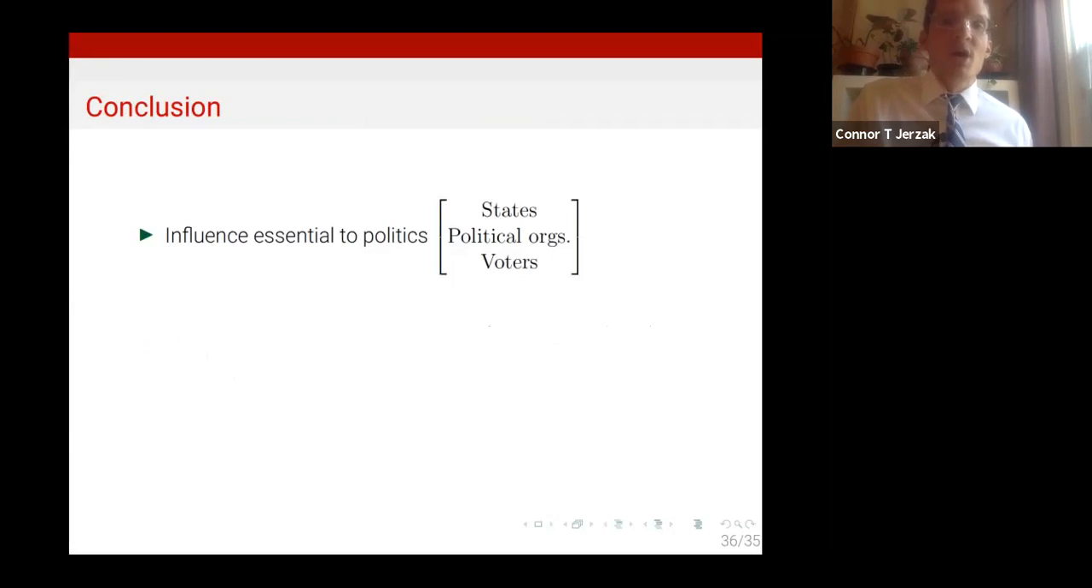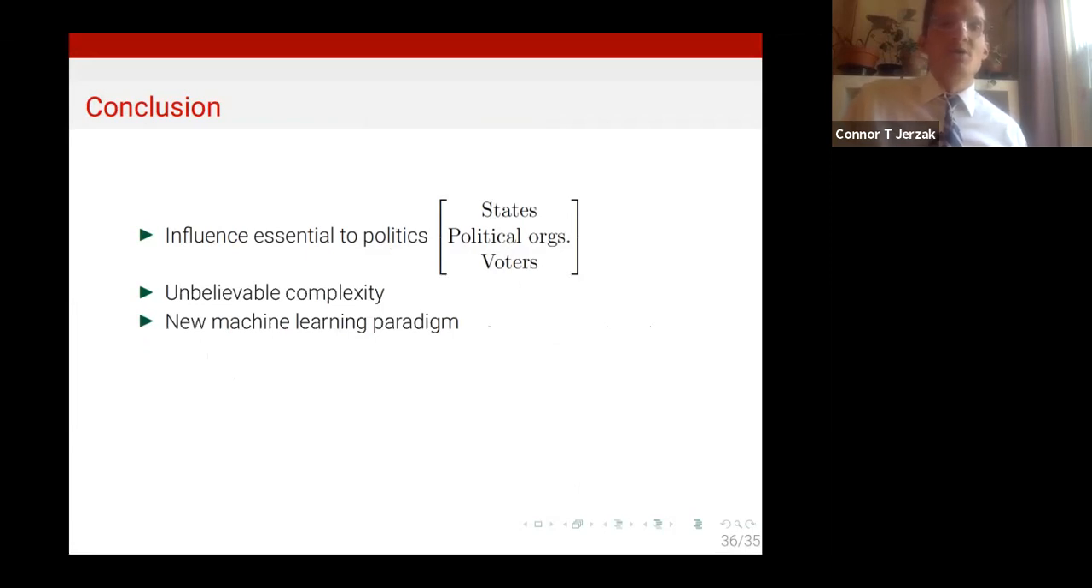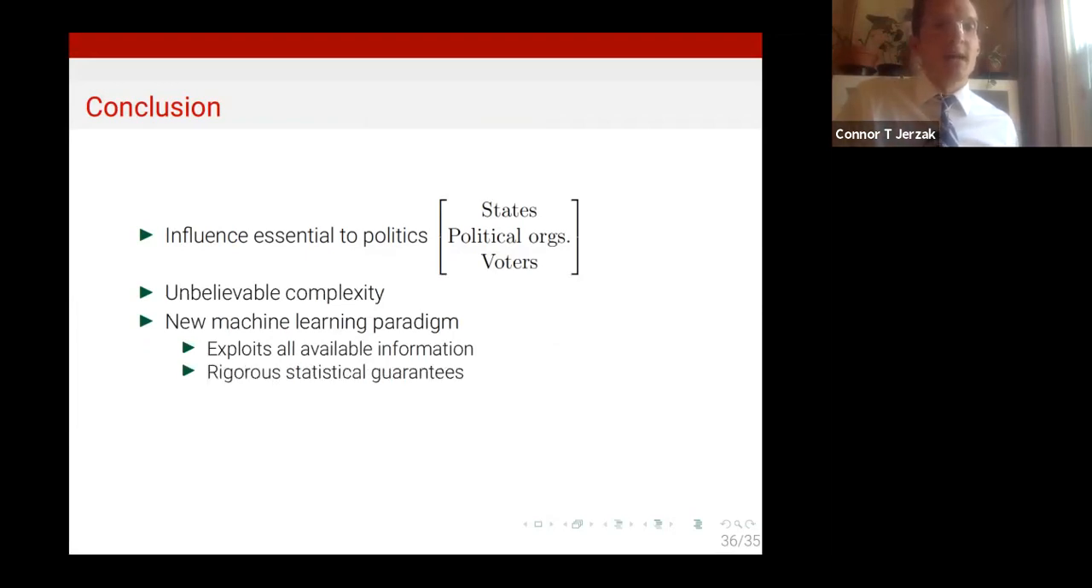only at the level of voters, but also at the level of political organizations and states. And these influence dynamics have an unbelievable degree of complexity associated with them. And I think this calls for a new machine learning paradigm, which uses all the information at our disposal in order to infer something about likely influence structures present within the study of interest.